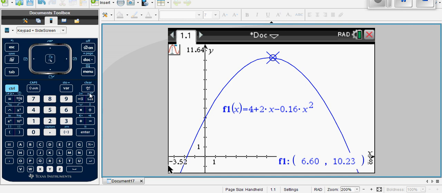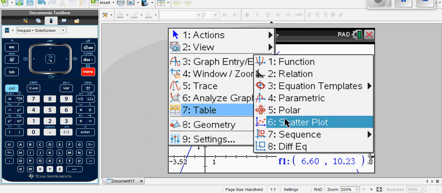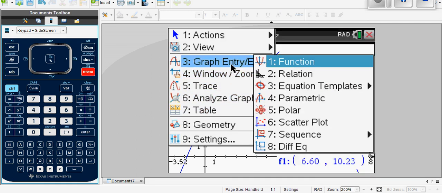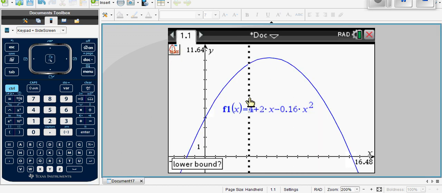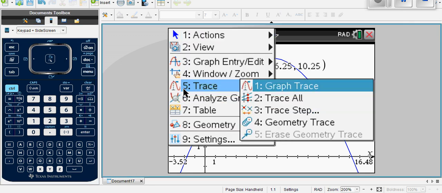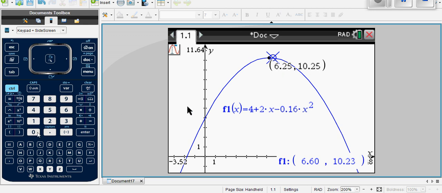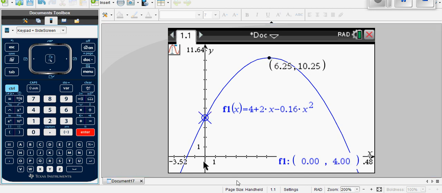I can double check by finding the maximum, if you remember how to do that. Analyze, max, to the left and to the right, and sure enough, actually it's 6.25 seconds and 10.25. Now I also need to trace the graph. Type a 0, press enter, and that's that.